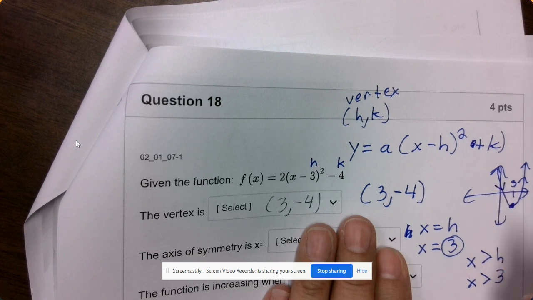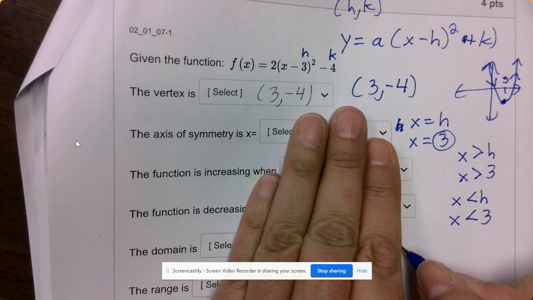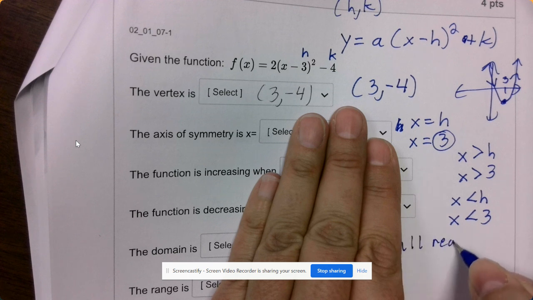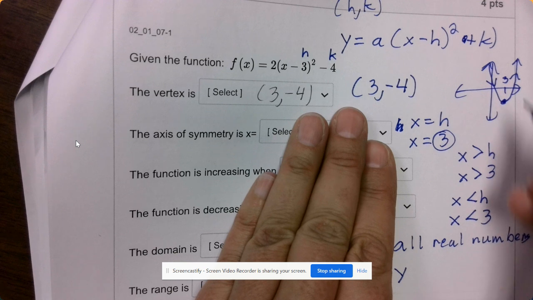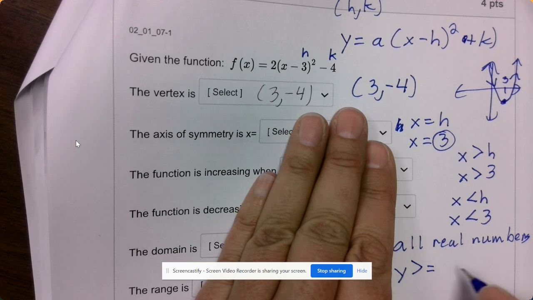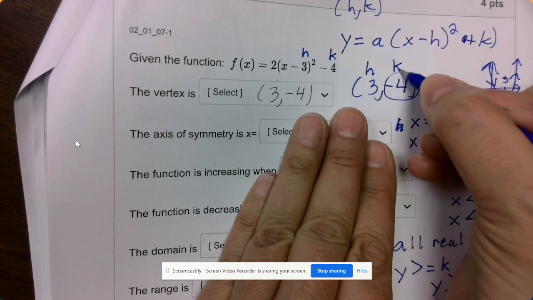Decreasing, everybody, is when it's going down. So x is going to be less than h, so x is less than 3. Domain is all real numbers. Range, everybody, is going to be y. It's going up, so it's going to be greater than or equal to our k value. So y is greater than or equal to negative 4. Remember, this is our h value, this is our k.